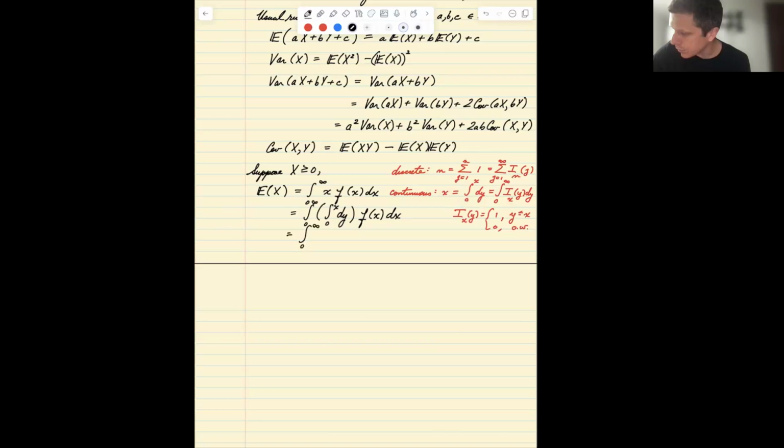So it's the integral from 0 to infinity, integral from 0 to infinity, indicator xy, f of x dx. Okay. So now what, I lost something. Indicator xy, f of x, dy dx. Okay.